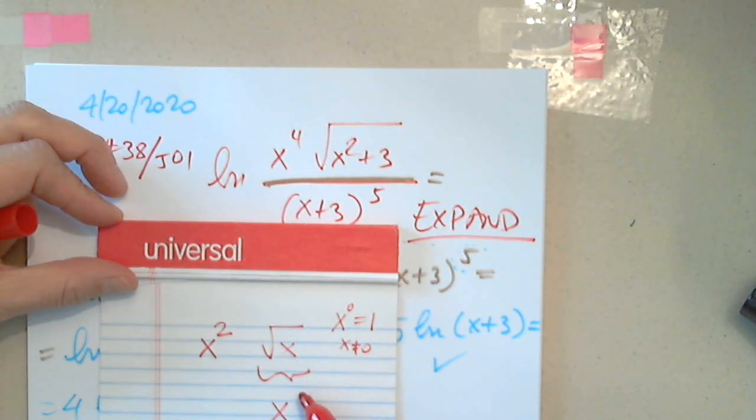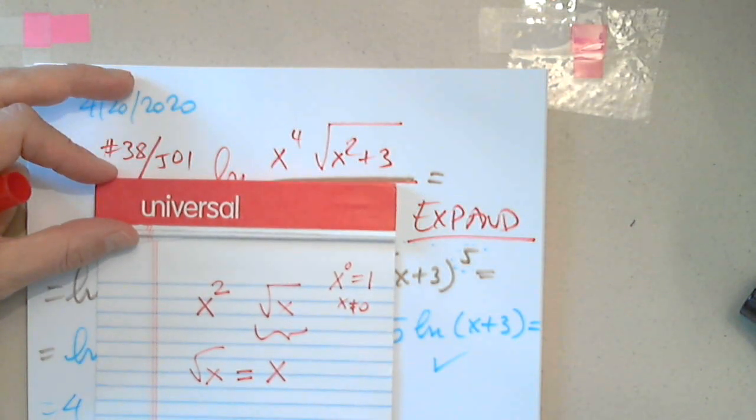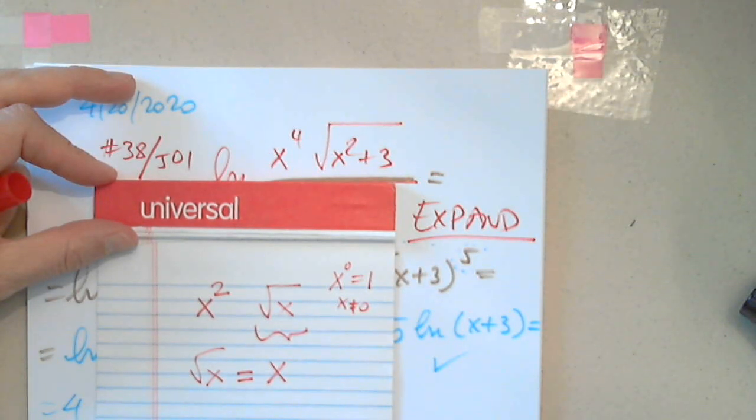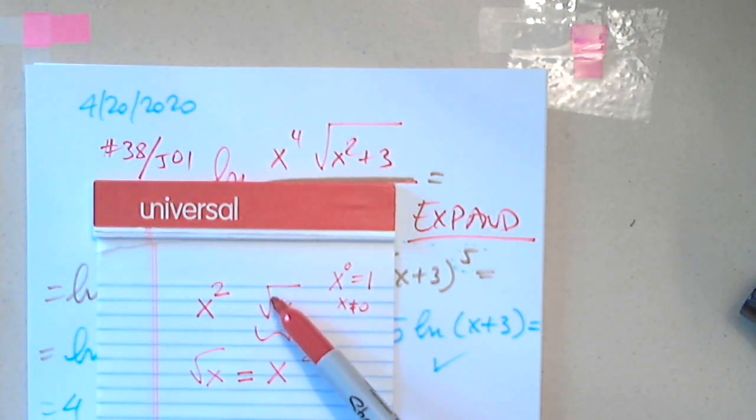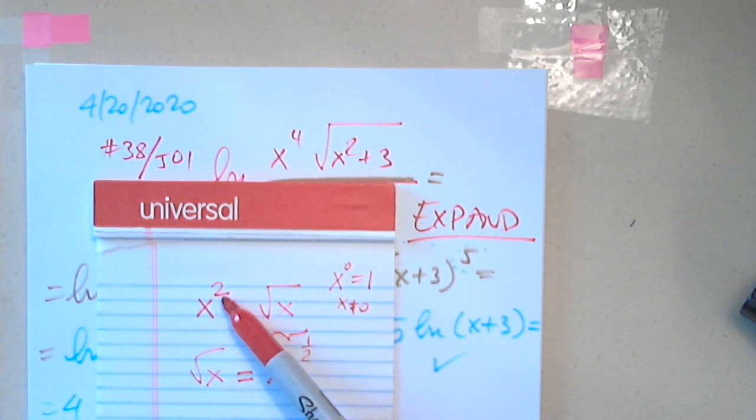We need the power. So we want the square root of x to be replaced by x to a power. It's power 1/2, we know that. Every radical represents a fractional power. If it's not a fraction, it's not a radical. If it's a radical, it has to be a fraction. So x squared and x to 1/2 cannot be the same. Is that clear?